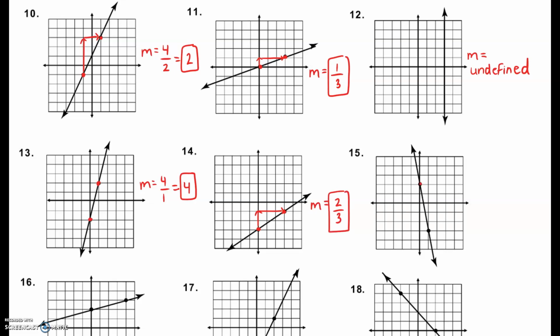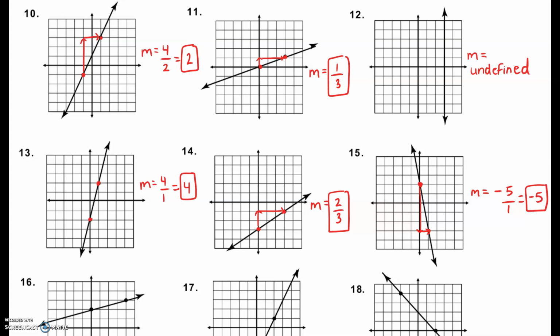For number 15, we have from point to point, we are going down from left to right. So since we are going down, our slope will be a negative number. And I count down 1, 2, 3, 4, 5 units, and to the right 1. So negative 5 divided by 1 is negative 5.